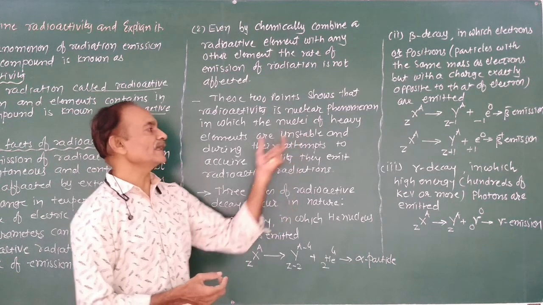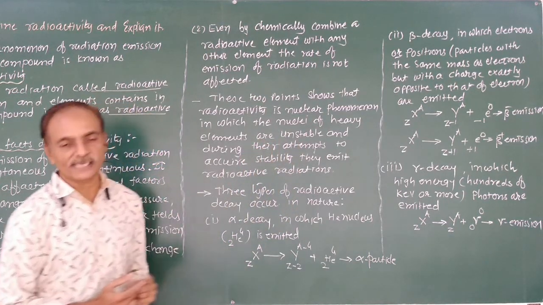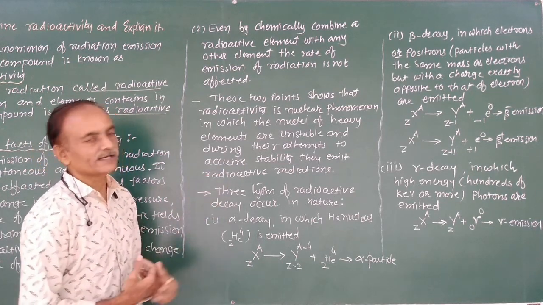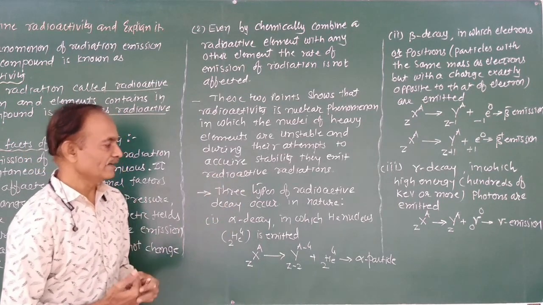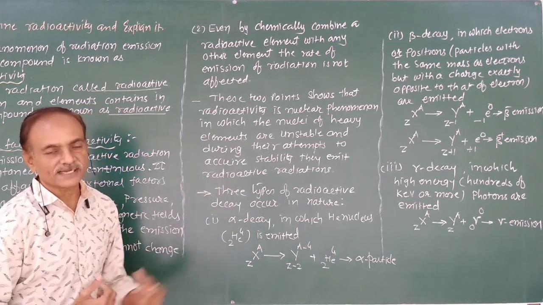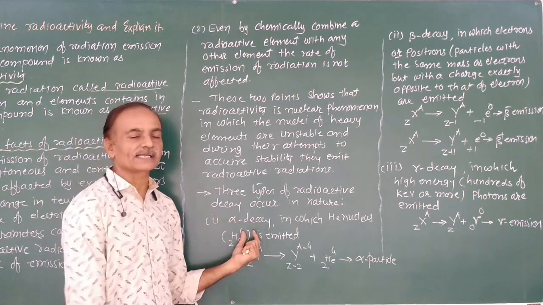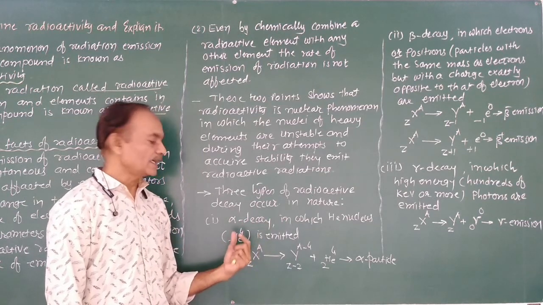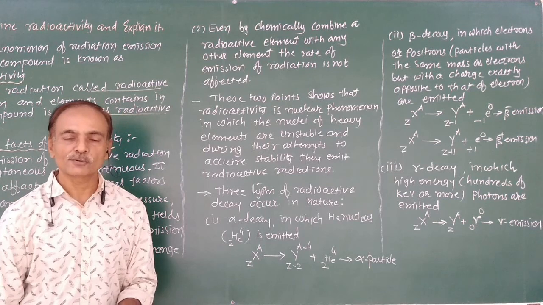When the heavy nuclei are initially in an unstable state and try to attain stability, they emit radioactive radiation. During this radioactive radiation, three types of decay occur in nature. The first is the alpha decay. During the alpha decay, the helium nucleus 2He4 is emitted.